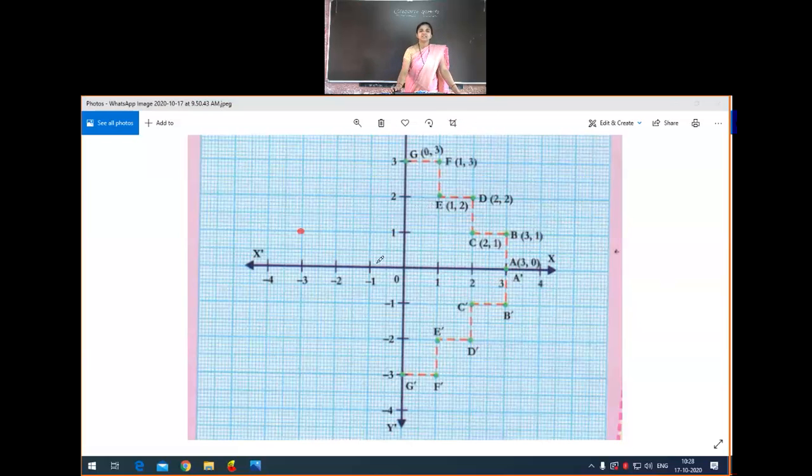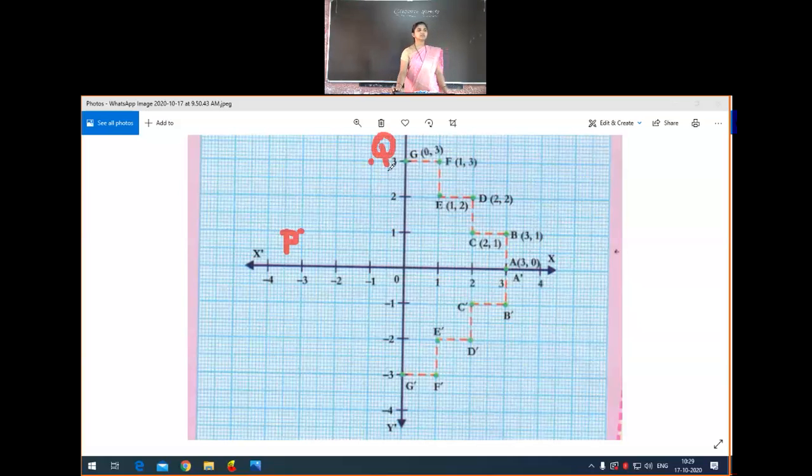Now I'll mark one point here. What is the location of this point? Actually, -3, 1. So let us name this point as P point. Now I'll mark one more point here. Let us name this point as Q point.